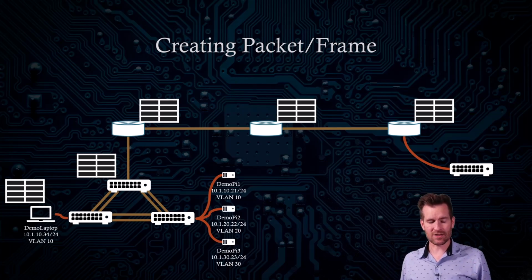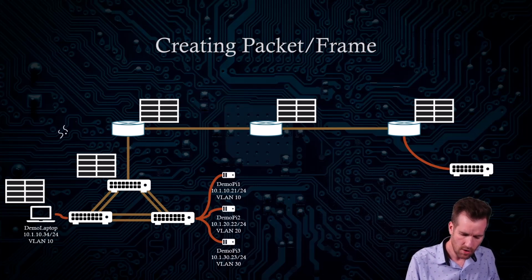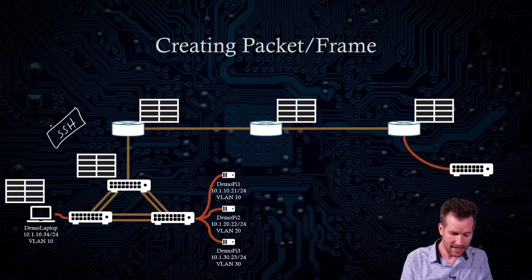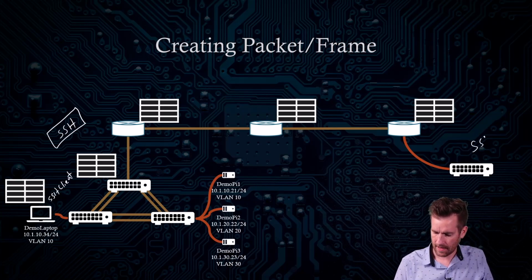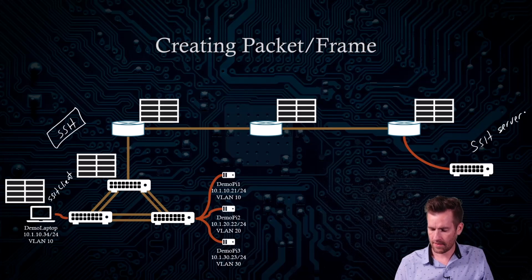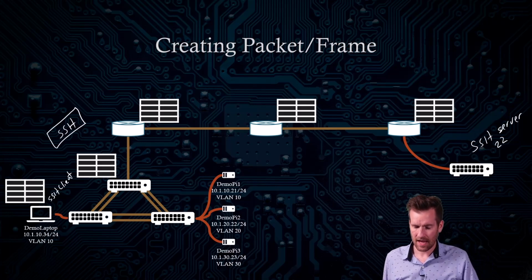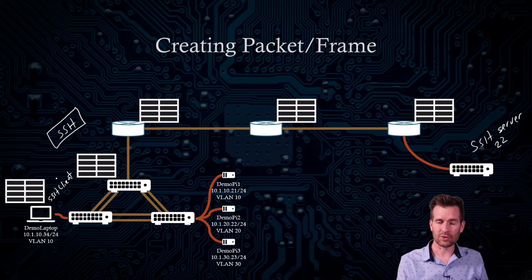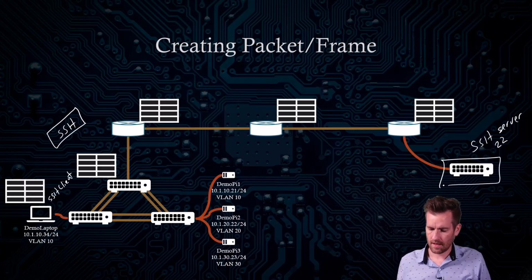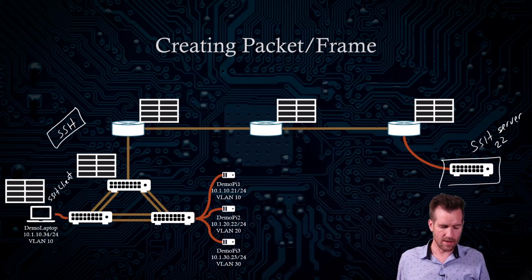Now that it has the information, it's going to create the request. And so if this is an SSH request, somewhere in that payload is going to be the SSH information on making the request. This has an SSH client on here, and this has an SSH server on here. And the SSH server is going to have port 22 open on this device. And so it'll be listening on this device. And so what this demo laptop will do is send out a request to this switch over here, and it's going to be an SSH request.